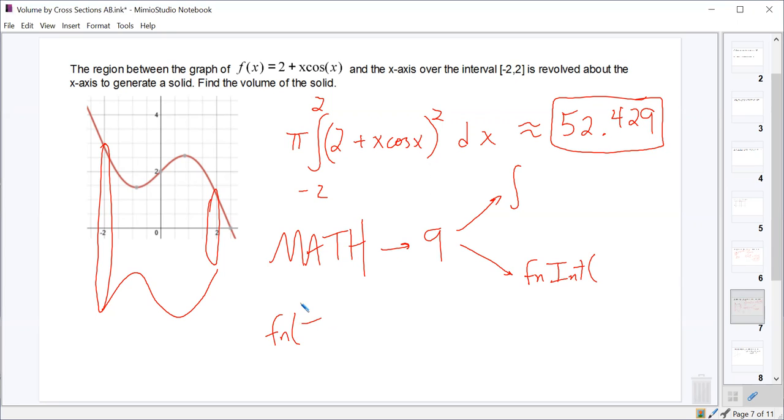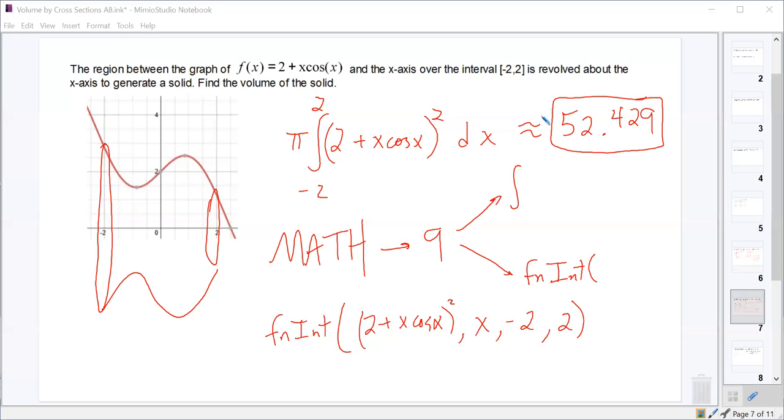Within that parenthesis for FNINT, you've got to type in the function. So you'll type in 2 plus x cosine x. Make sure you put it in its own parentheses to square it. You're going to type a comma. You're going to type an x. You're going to type another comma. You're going to type your lower limit, another comma, your upper limit, and then you're going to close your parentheses. And that should evaluate the integral in terms of x from -2 to 2. So for those of you that have an older TI 83 or 84, that's what you've got to do if you get that FNINT window, and you should still get this same value.